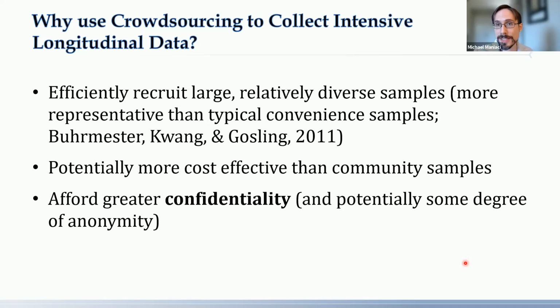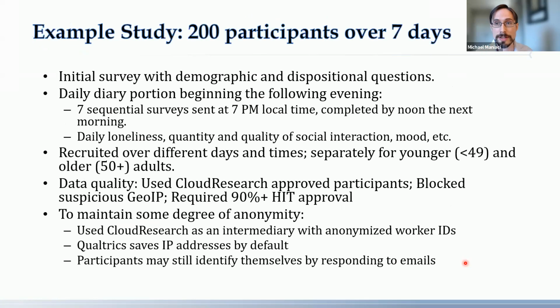Crowdsourcing services and other panel services allow us to efficiently recruit large, relatively diverse samples. And when I say relatively, well, in comparison to typical convenience samples, but also there are tools available through CloudResearch, for instance, that can allow you to approach a representative sample if you use pre-screening and so on. So this might be potentially more cost-effective than community samples, and also afford greater confidentiality, potentially some degree of anonymity. I'm going to come back to how we tried to address that.